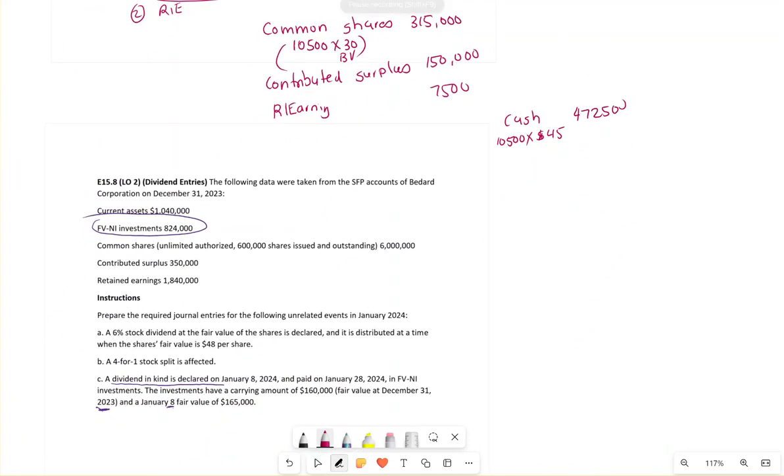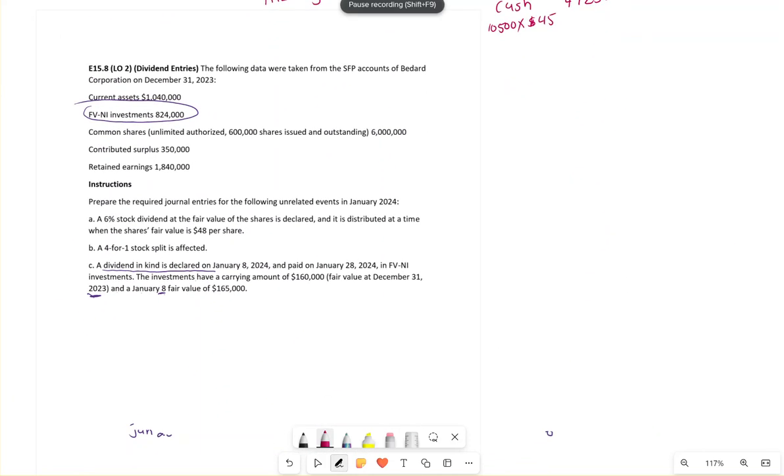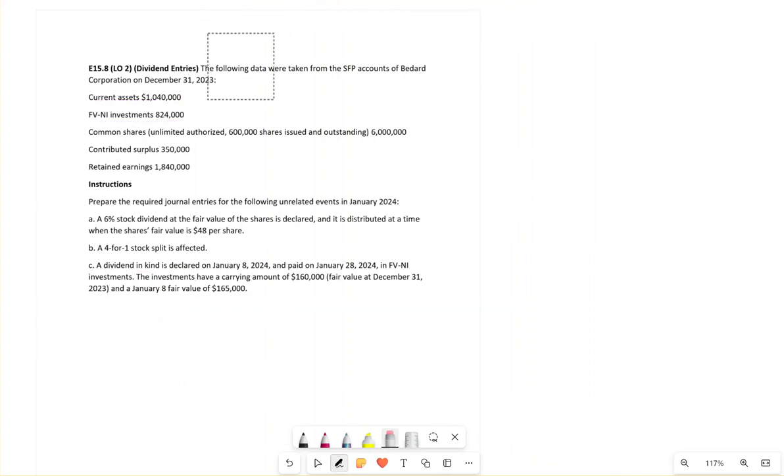Going further, my next one is dividend in kind. So we've done cash dividends, we've done stock dividends, and now this is the first time we're going to have dividend in kind. So let's see what we are doing with this one. It says prepare the journal entry for the following unrelated events. So anything that we are doing here is unrelated; they're not related to each other.